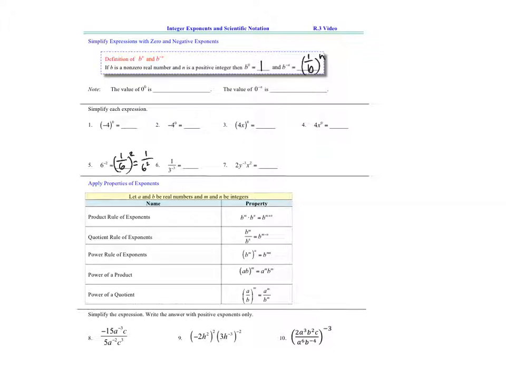The only thing that doesn't follow these rules is 0. 0 to the 0 is undefined, and so is 0 to the negative n. That's also undefined.